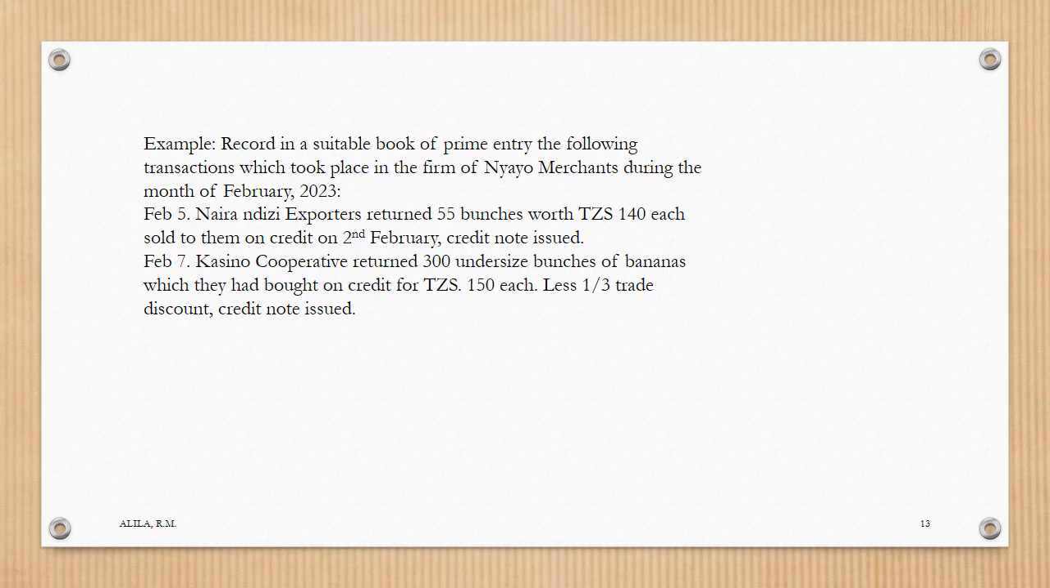So for example, record in a suitable book of prime entry the following transactions which took place in the firm of Nyayo Merchant during the month of February 2023. On February 5, Naira Ndizi exporter returned 55 bunches worth 140 each, sold to them on credit on 2nd February, credit note issued. On February 7th, Casino Cooperative returned 300 undersized bunches of banana, which they had bought on credit at 150 each, less 1/3 trade discount, credit note issued.